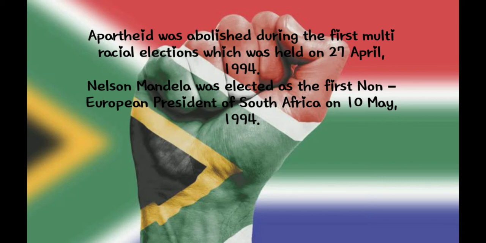Nelson Mandela was elected the first non-European president of South Africa on 10 May 1994. Thus, in 1994, South Africa became a democratic country where people of all races were considered equal.